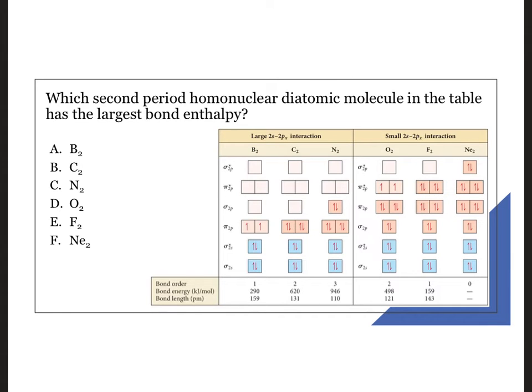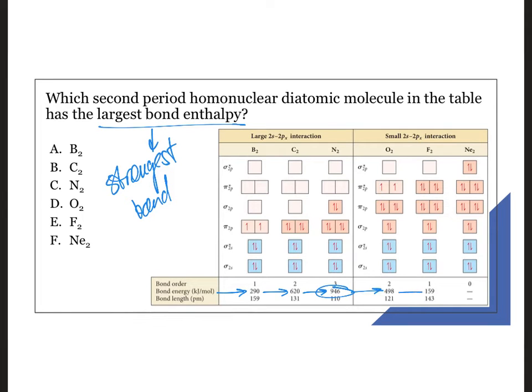All right, so following our theme here, which second period homonuclear diatomic molecule in the table has the largest bond enthalpy? Largest bond enthalpy means which one has the strongest bond. And if we look at bond energy enthalpy, all right, boom, we see nitrogen is going to be our winner once again.